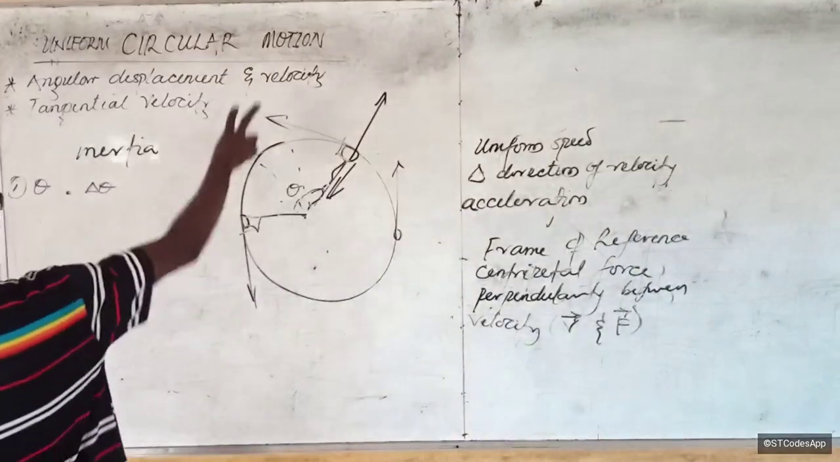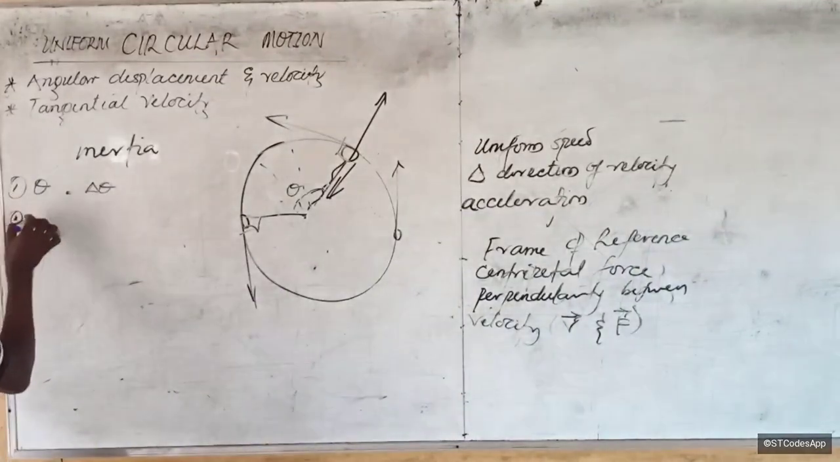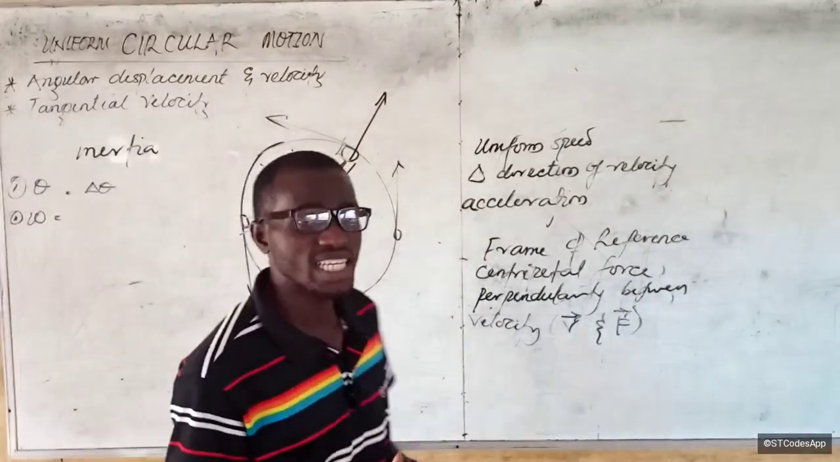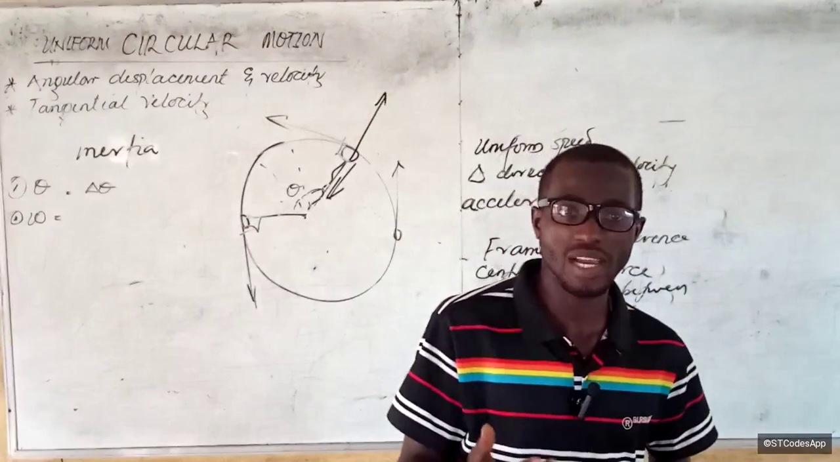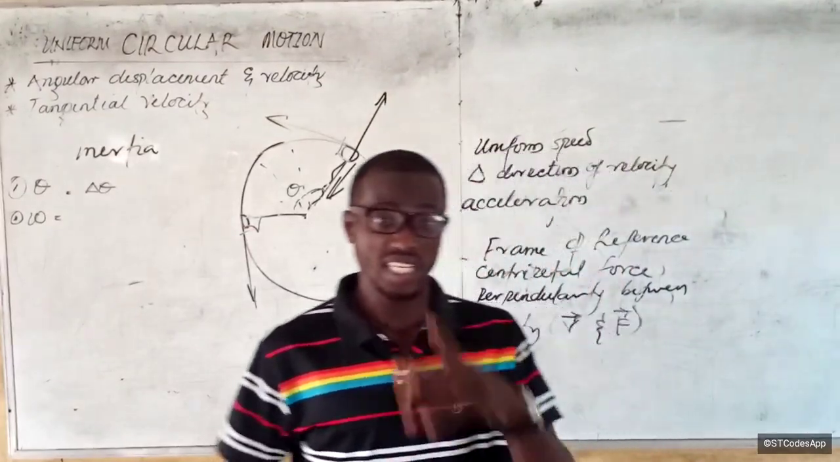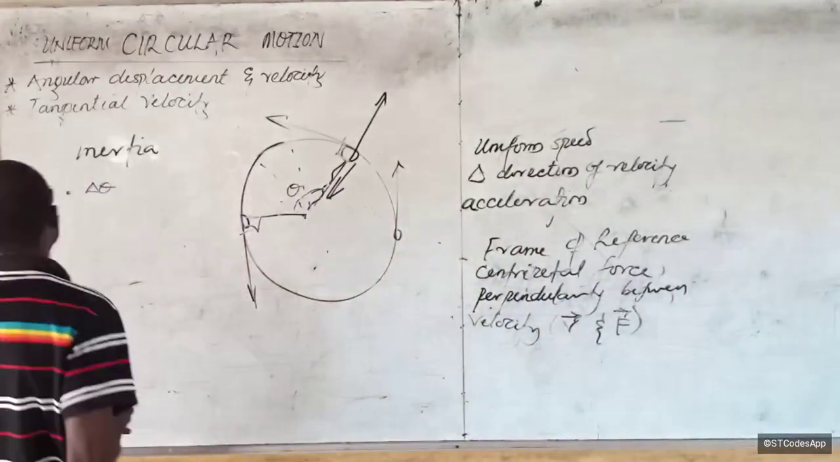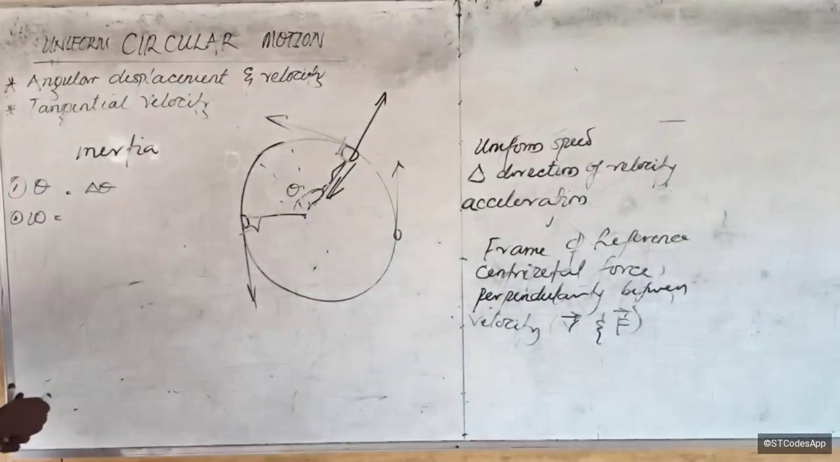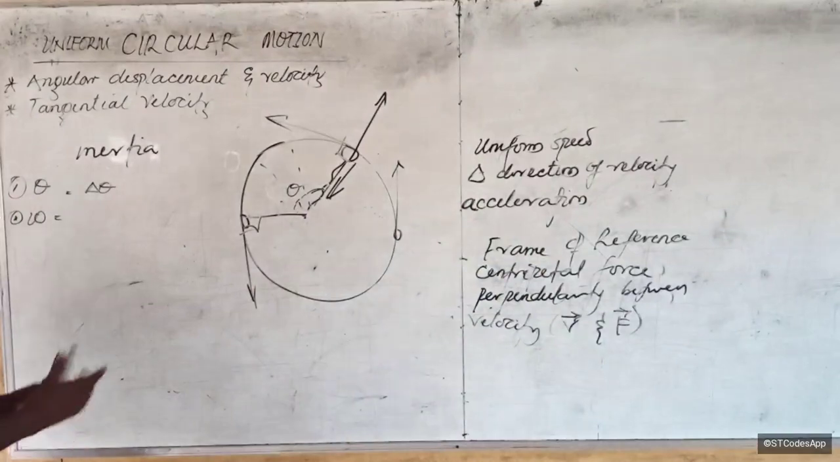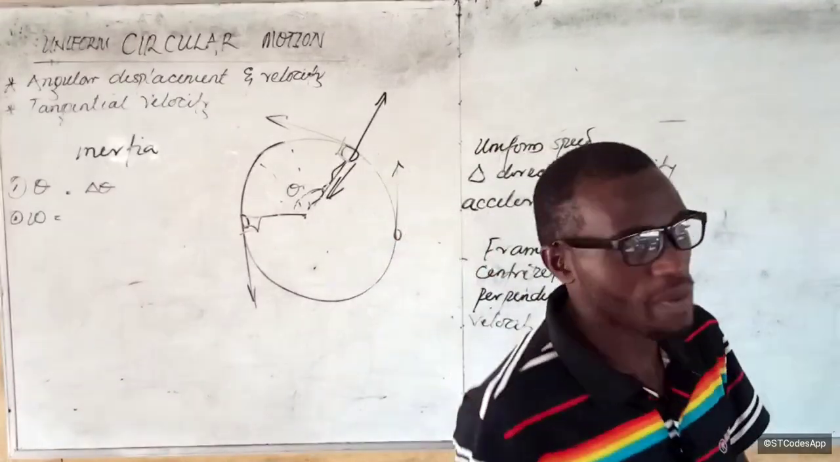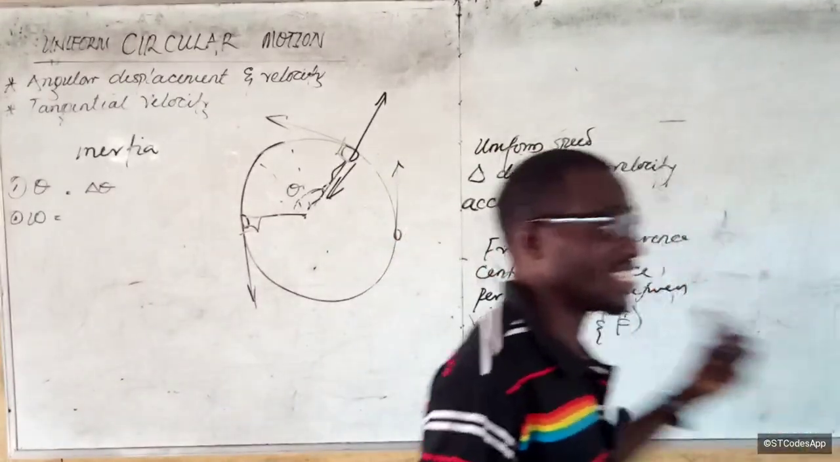Now, what is angular velocity? Angular velocity is denoted by omega. What is the formula for velocity? The change in displacement per time. Yes, the change in distance per time, or change in displacement. In this case, we are talking about a vector quantity, so that's why it's a change in displacement.